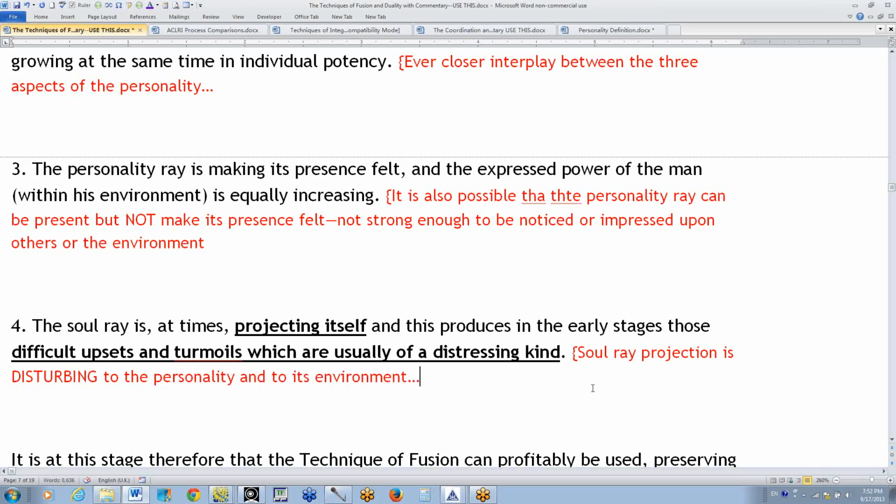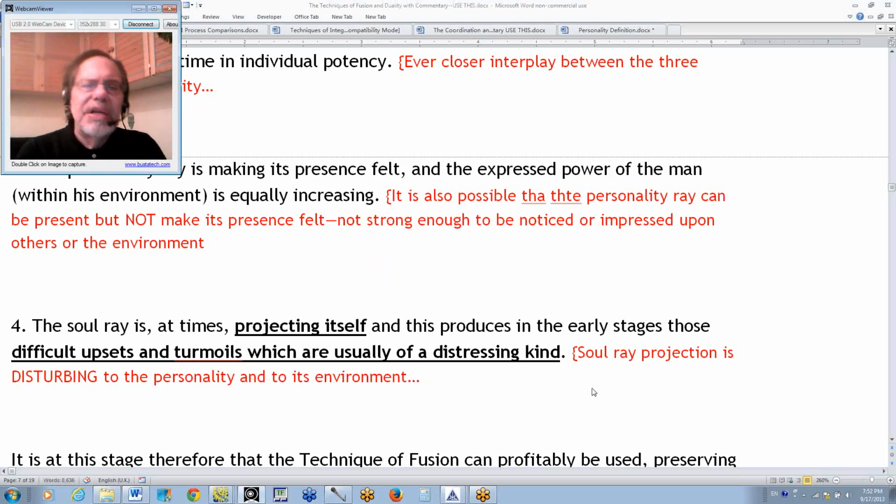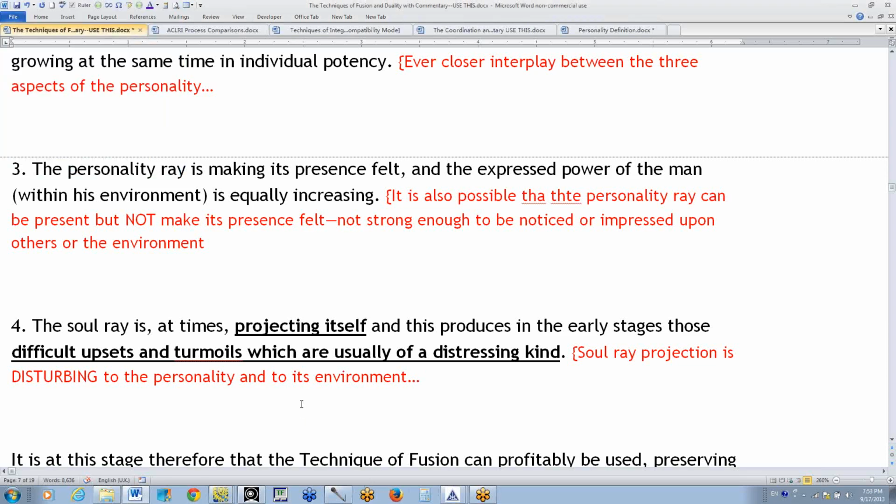How interesting. Wow, what a great science this is, the science of esoteric psychology, and how much it will help explain spiritually developing people to themselves. Maybe when things die down a little bit and we're not in such a period of extreme existential stress as humanity now finds itself. So it is at this stage, therefore, that the technique of fusion can profitably be used.